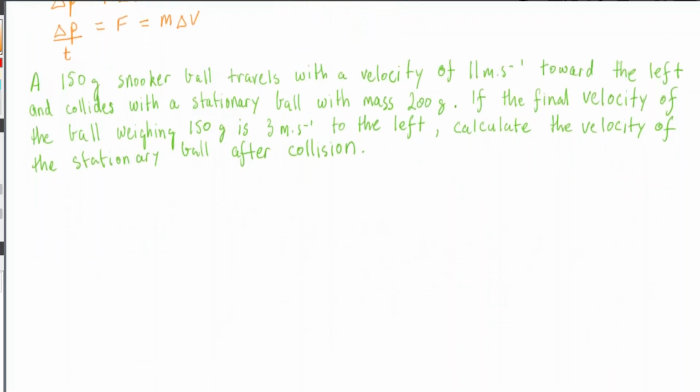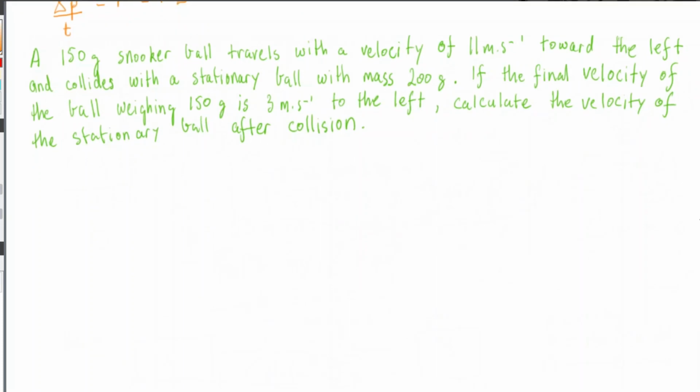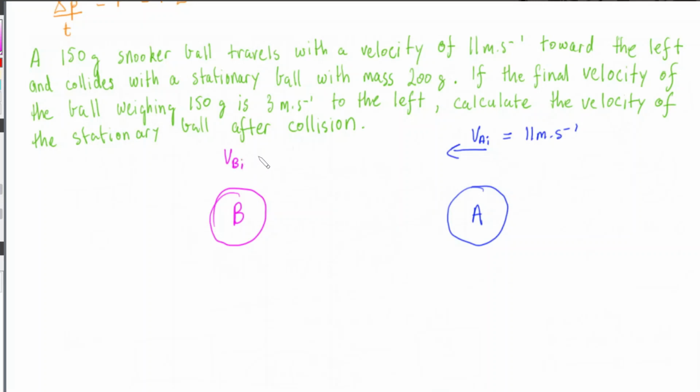So we're presented with a snooker ball, which travels with a velocity of 11 meters per second towards the left. So I will go ahead and draw that as a blue snooker ball, and we'll give it a velocity, and we'll call this snooker ball A. So we'll say VA initially is traveling at 11 meters per second. And it collides with a stationary ball, and I will make that ball pink and call that ball B. So it's stationary, so I'll say VB initially is equal to 0 meters per second.